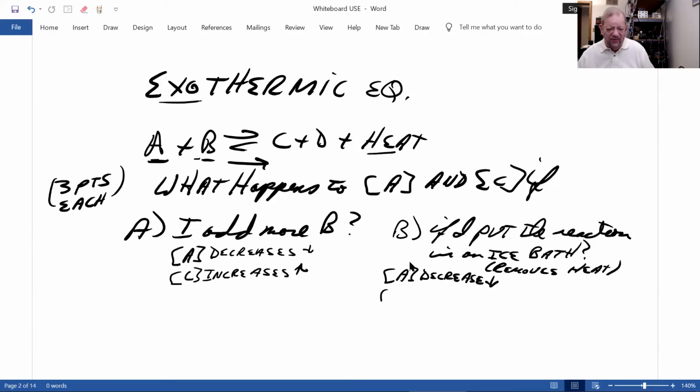It goes down. Now, if to make more heat you react A and B, it also makes C and D. When you make more of something, C, you have more, and the amount you have increases. It goes up, gets bigger. And that's how you use Le Chatelier's principle.